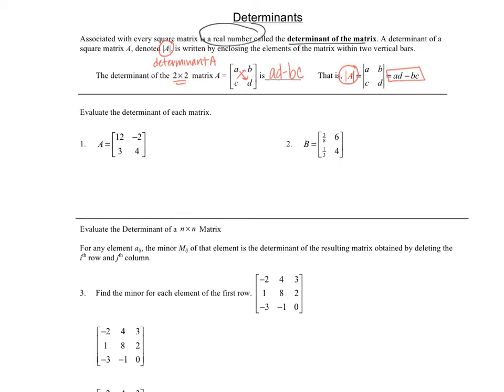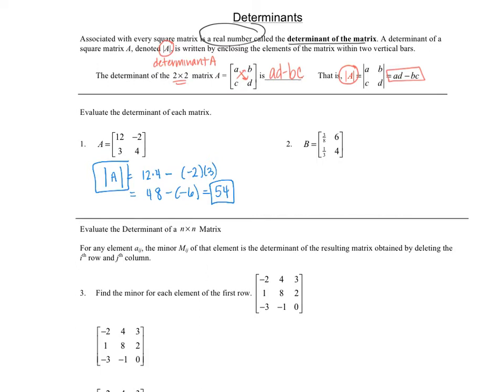So now that you tried, let's check. We're going to use our notation, the vertical bars. So that says the determinant of A. And that's going to be equal to 12 times 4 minus negative 2 times 3. So that's going to be 48 minus negative 6, which is 54. So 54 is the determinant of matrix A.